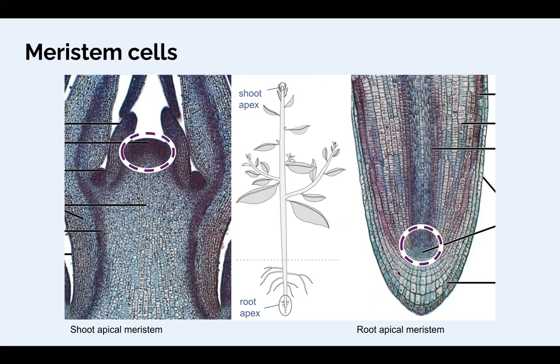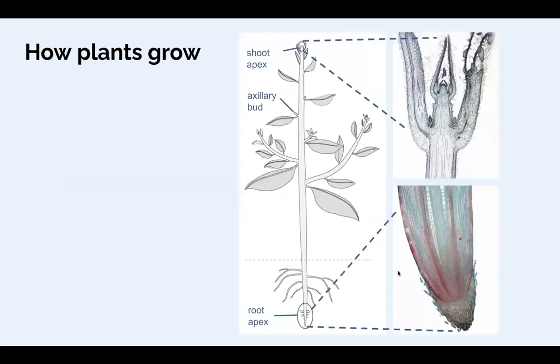So I skipped over the previous slide. Let's go back to that. So putting those back into context, the shoot apical meristem, we were looking really closely at this in the previous slide, and in the roots, that looks pretty similar to what we saw before. So these are what you would see if you zoomed in at the tip of the root and the tip of the shoot. And you can see how that fits in with the bigger parts of the plant.